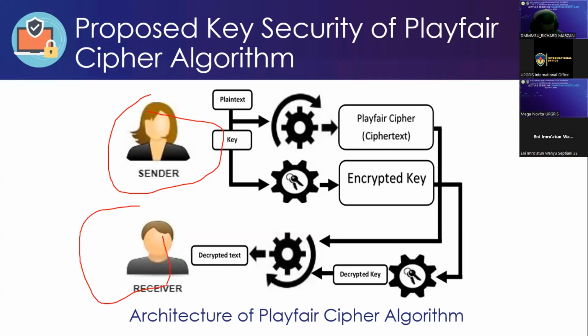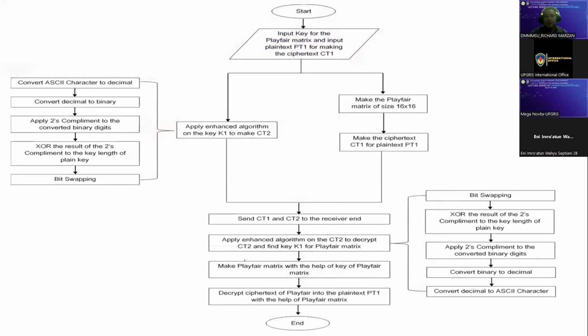But actually, the receiver will first decrypt the key, and after decrypting the key, okay, the key will be used on the ciphertext, so that the ciphertext will decrypt into plain text. So this is the architecture of the Playfair cipher algorithm. So we have also here the flow chart for the Playfair cipher with the key encryption, and the decryption is vice versa.